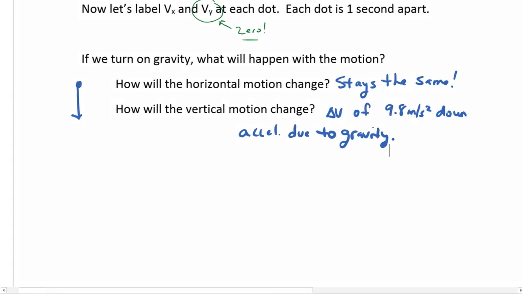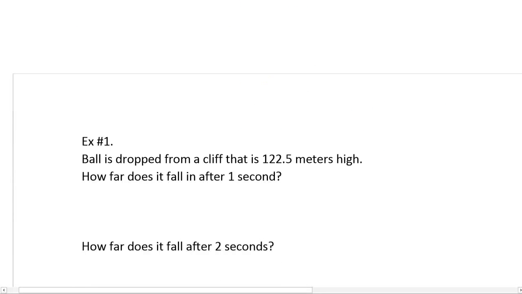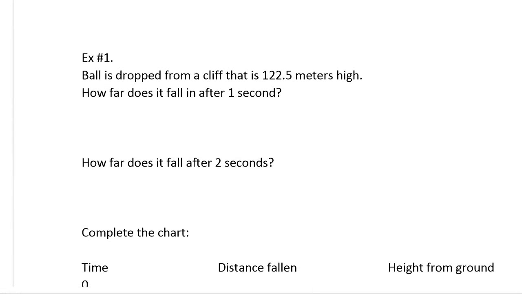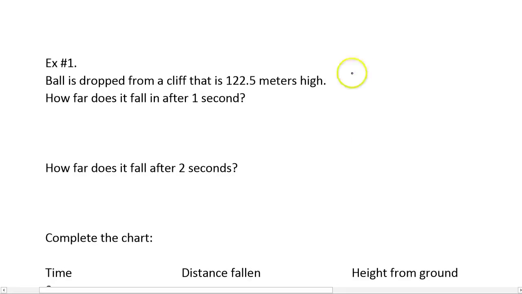Okay, so moving on to the next page here. Example number 1. A ball is dropped from a cliff that is 122.5 meters high. We like that, 122.5. So how far does it fall after 1 second? So let's just say, okay, here's that guy.